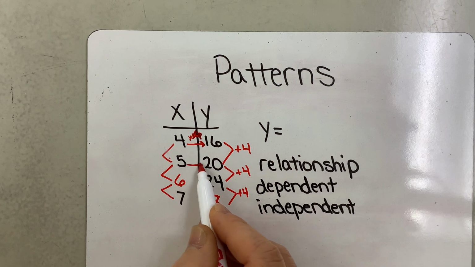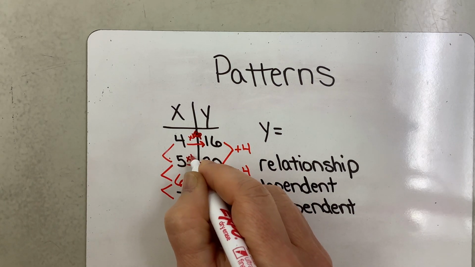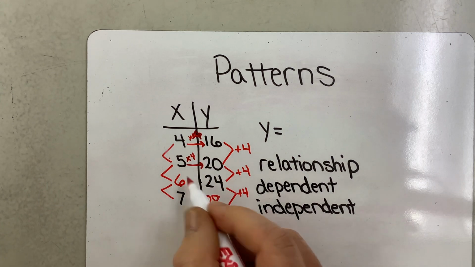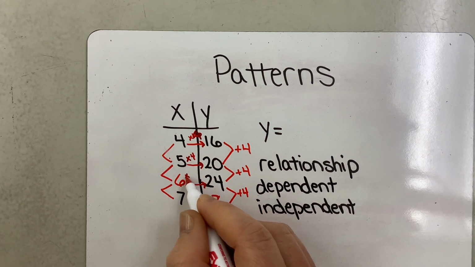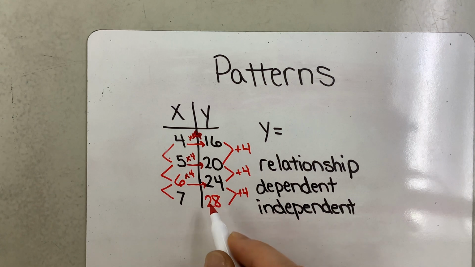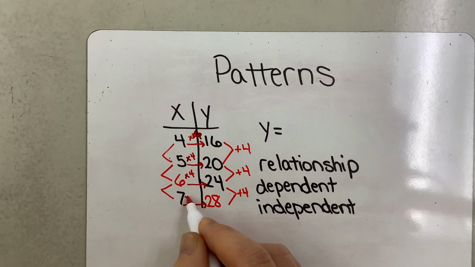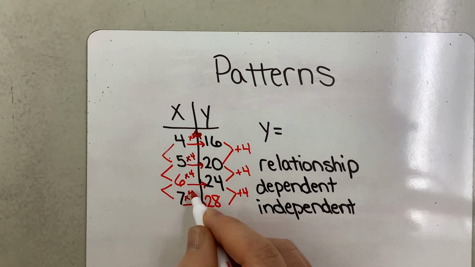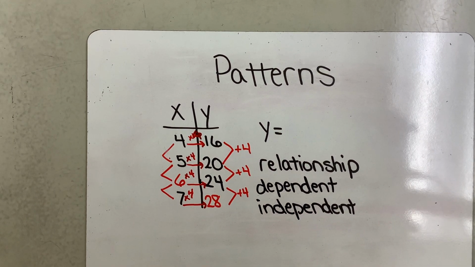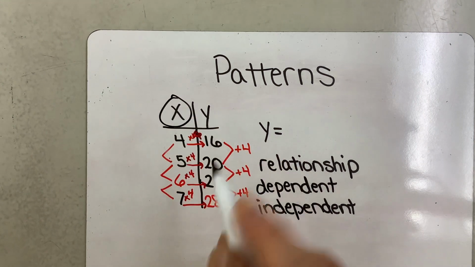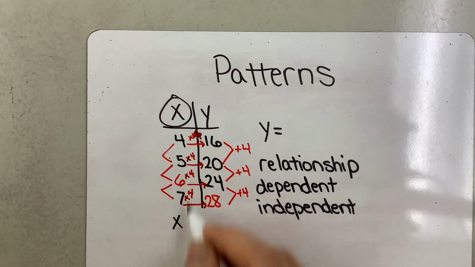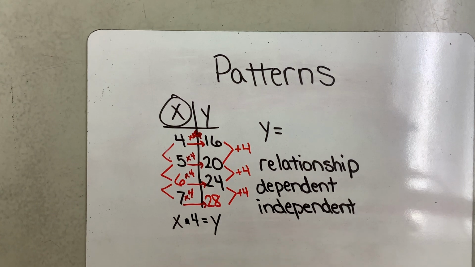So I'm going to try the next one. Does 4 times 4 give me 20? Yes. 6 times 4? Does that give me 24? And yes. And 7 times 4, does that give me 28? And yes, it does. So I have found a pattern. What I am doing is I'm multiplying this set of numbers, which is all my x values. So I'm taking my x values and I'm multiplying times 4, and that is giving me my y.